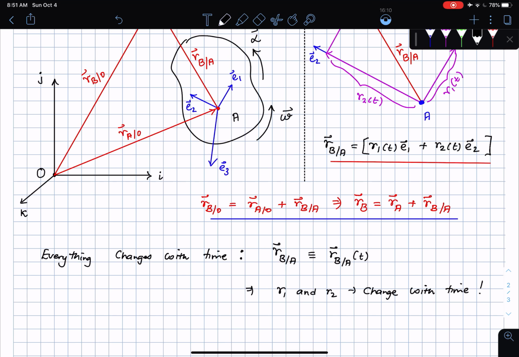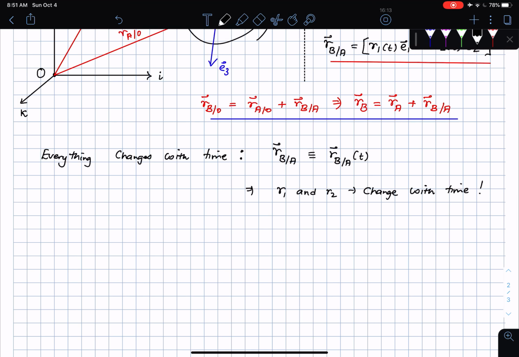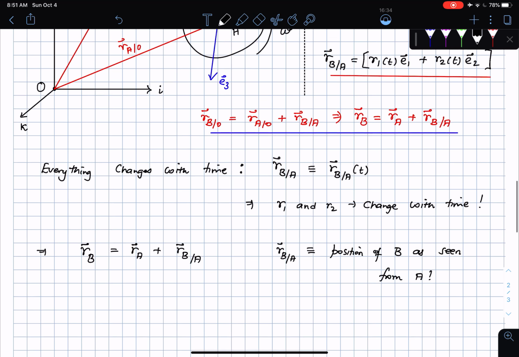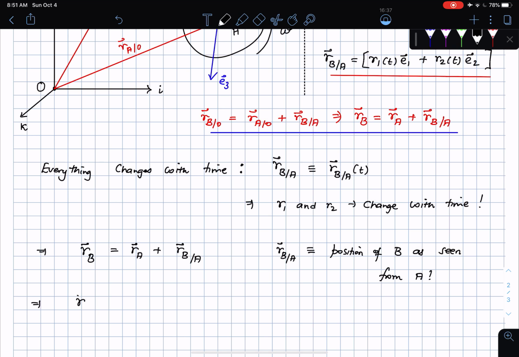So I'm going to go back to my expression here. This is rb is ra plus rb slash a. rb slash a is the position of b as seen from a, and instead of rb slash a, I'm going to substitute for rb slash a from above. So this tells me that rb is equal to ra plus rb slash a, which is r1 of t e1 plus r2 of t e2.